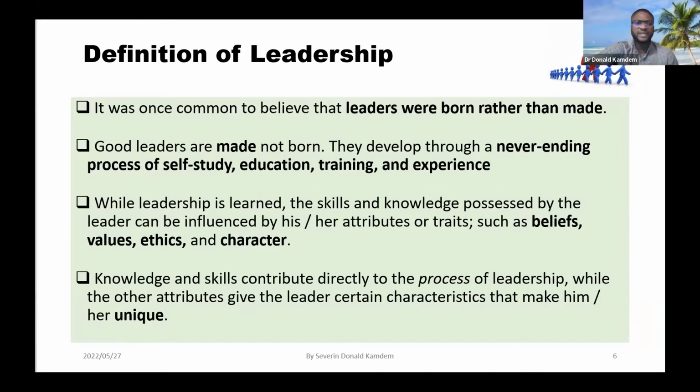It was commonly believed that leaders were born and not made. And this is something that we usually hear: you're born as a leader. No, good leaders are made, not born. They develop through a never-ending process of self-learning, education, training, and experience.